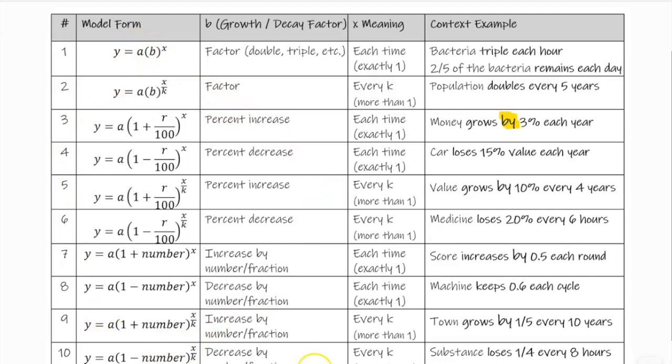This is just a sheet to organize your thoughts. They can give you any kind of contextual problems. The biggest thing you need to remember is the difference between X and X divided by K: if the time is more than 1, so every 5 years. And then 1 plus or 1 minus means you see something grows by, increases by, appreciates by. That word "by" is a keyword. You're going to do 1 plus if it's going up, 1 minus if it's going down. If there's a percent in the problem, you divide by 100. If there's no percent, you just put it in there. That's pretty much it. Let's practice.